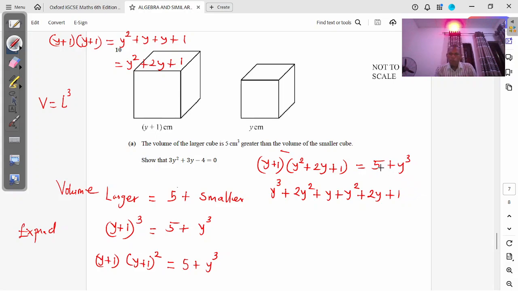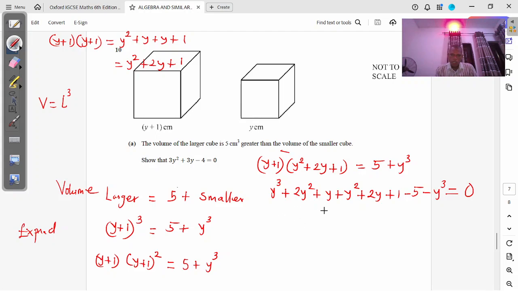Now I'm going to move these terms to the left hand side. So when 5 moves to the left, it becomes minus 5, then minus what? y cube. So I have moved both terms to the left hand side, so there's nothing left on the right hand side. So I'll just put equal to 0 there.